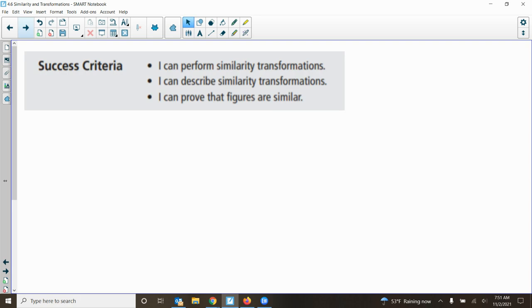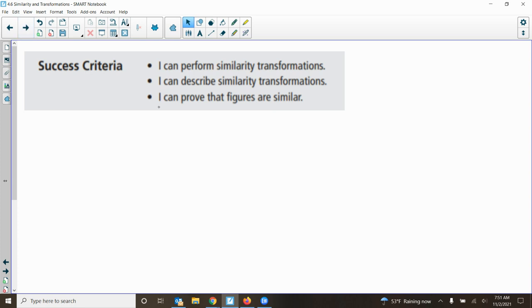Objectives: we're going to perform similarity transformations. We can describe them, right? If they say do this, then do this, we can do that. Or we can say, if I had to go from this to this, I could do step 1, step 2, step 3. And then we will do a proof at the end.